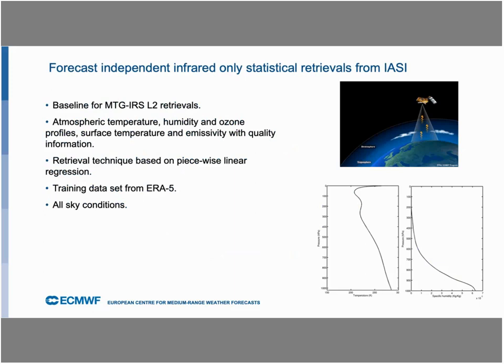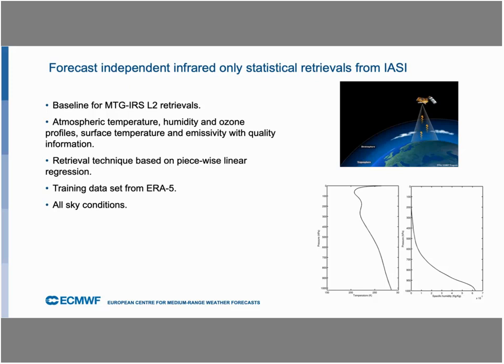The product I've been investigating is the infrared-only statistical retrievals from IASI, and the reason for this is that it's the baseline for MTG-IRS. So I know that Thomas August has given lectures earlier this week about the level 2 products from EUMETSAT that are available, and there are different flavors, and some of them are using information from other instruments on board of Meteosat satellites in order to improve the quality of the level 2 retrievals.